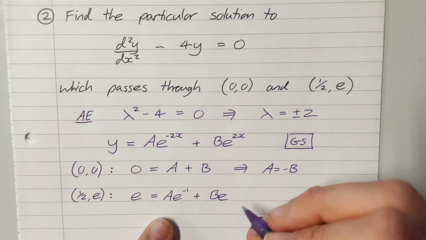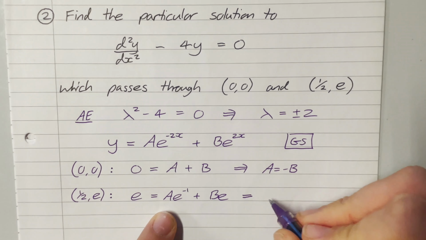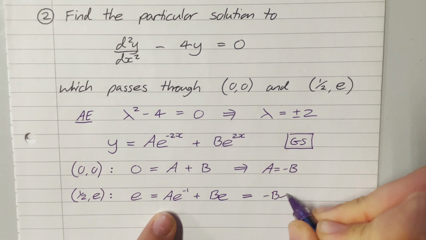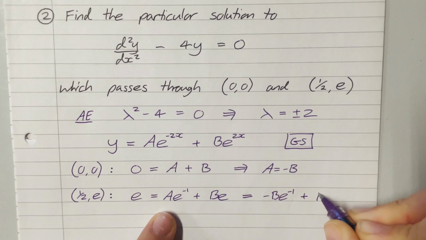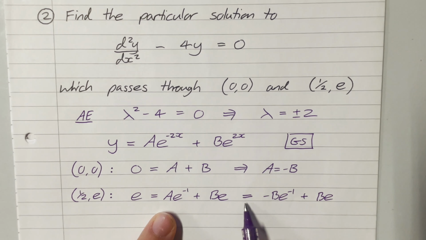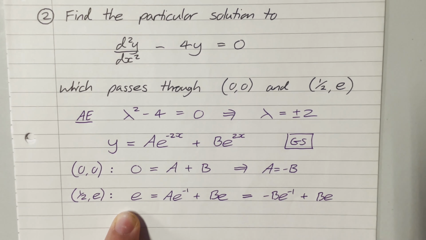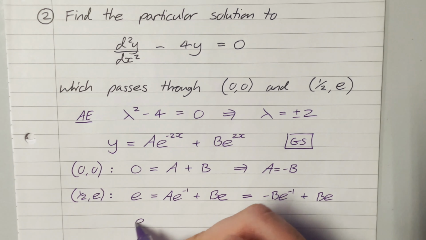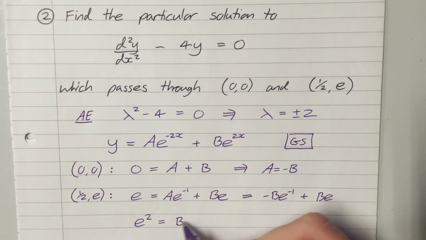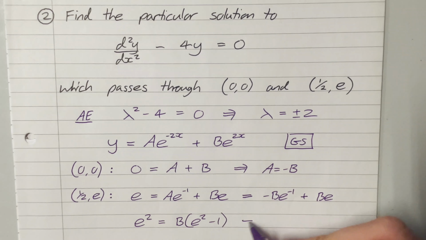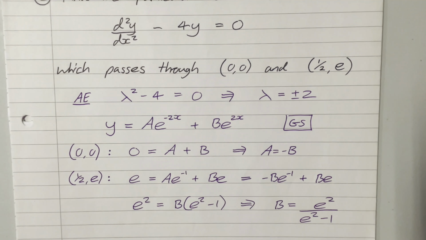So I know that a is minus b. So I can put that in. So I get minus b e to the minus 1 plus b e. So that's now an equation with only b in it. Times that equation by e, and then I can factorise out this b. So I'm going to get e squared is going to be equal to b into e squared minus 1. So that tells me that b is equal to e squared divided by e squared minus 1.